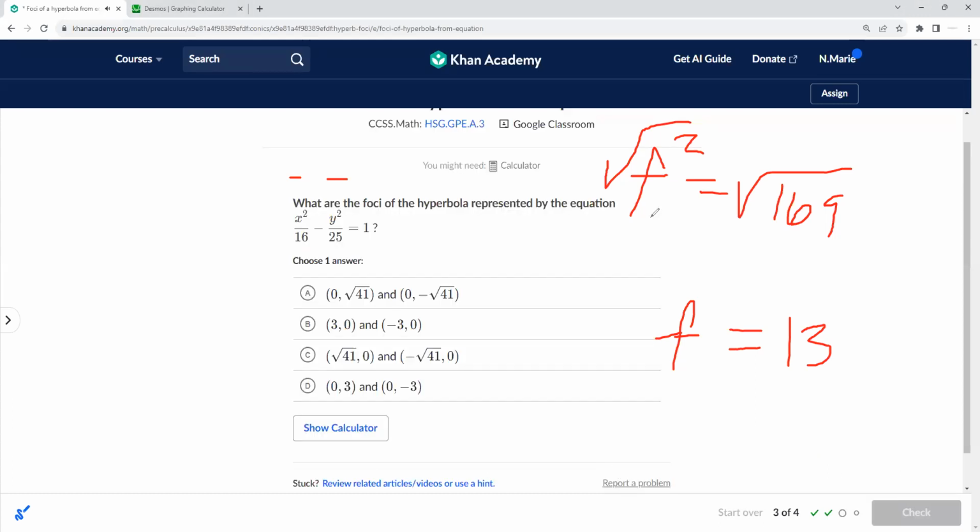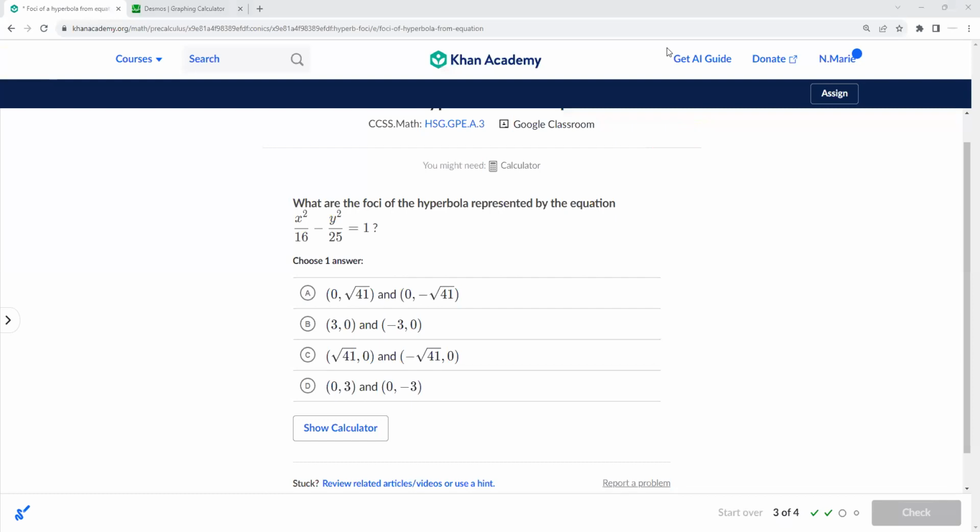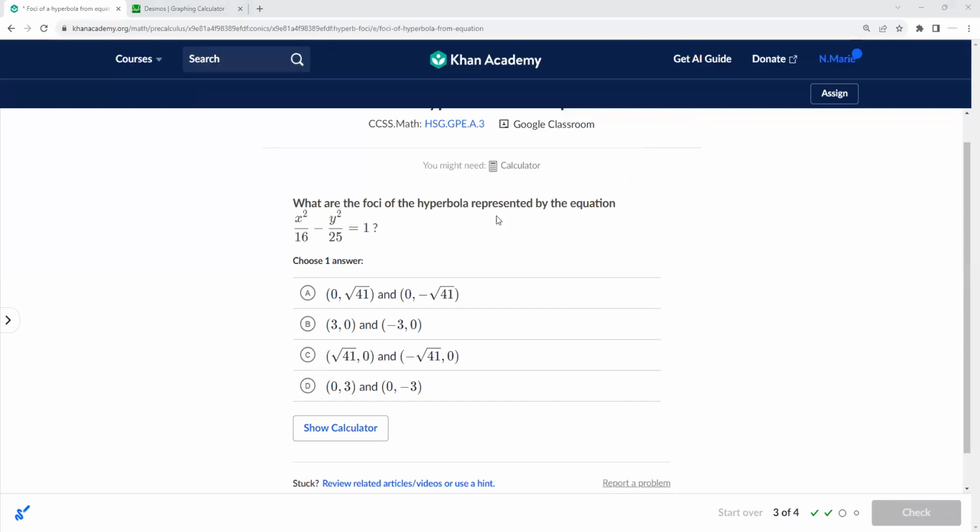And so you're just doing the same thing here. 16 plus 25 is 41. It's going to go on the x-axis.